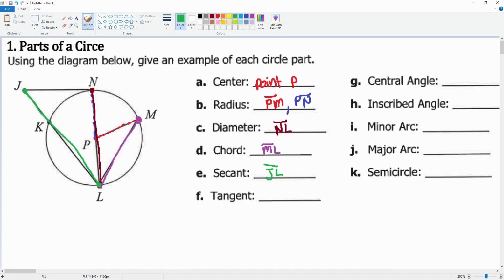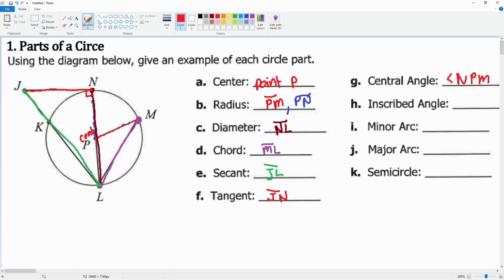A tangent must intersect at 90 degrees. So right here, if JN intersects here, we can say that can be the tangent JN. The central angle uses the center point, and here again, this is the center. So we can say that is angle NPM. That includes the center here.